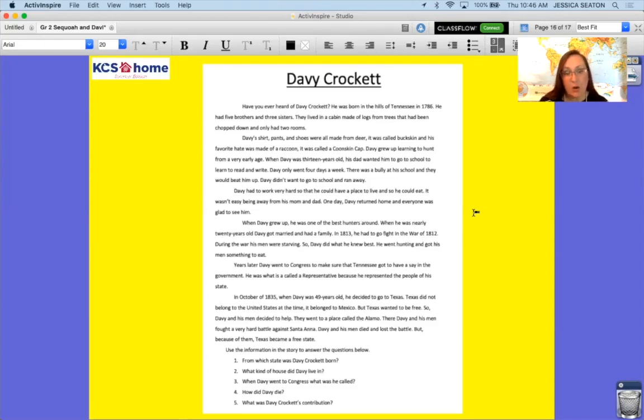In October of 1835, when Davy was 49 years old, he decided to go to Texas. Texas did not belong to the United States at the time. It belonged to Mexico. But Texas wanted to be free. So Davy and his men decided to help. They went to a place called the Alamo. There, Davy and his men fought a very hard battle against Santa Anna. Davy and his men died and lost the battle. But because of them, Texas became a free state.